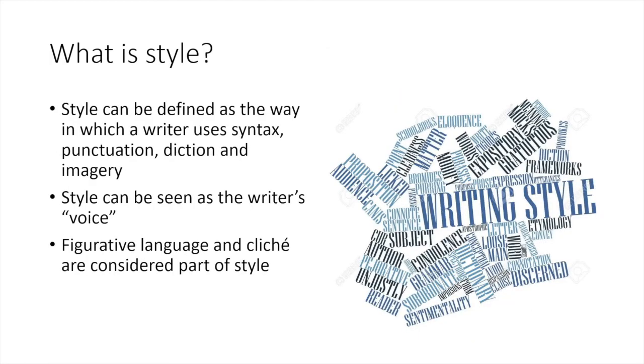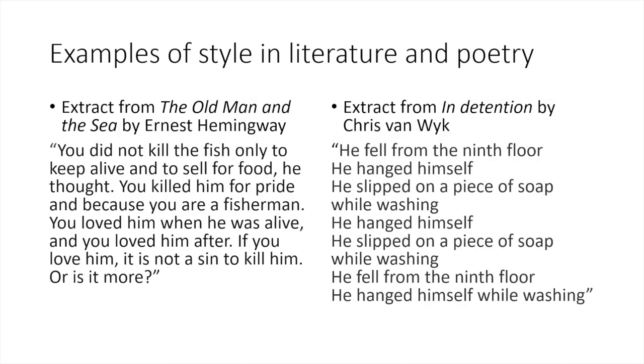What is style? Style can be defined as the way in which a writer uses syntax, punctuation, diction, and imagery to create their story, to create their poem, to create their piece of art. Style can also be seen as the writer's voice. Here, figurative language and cliché are considered part of style. Let's look at examples of style in literature and poetry.